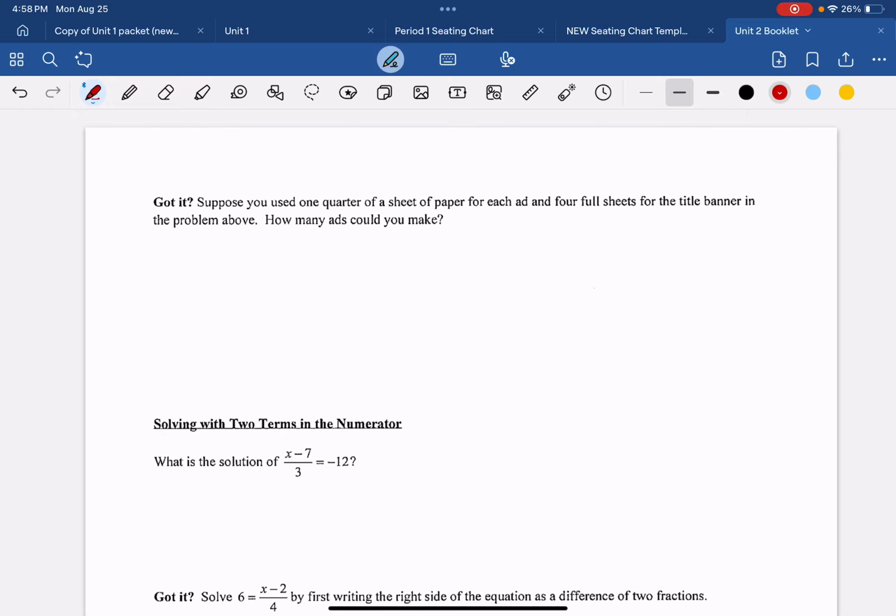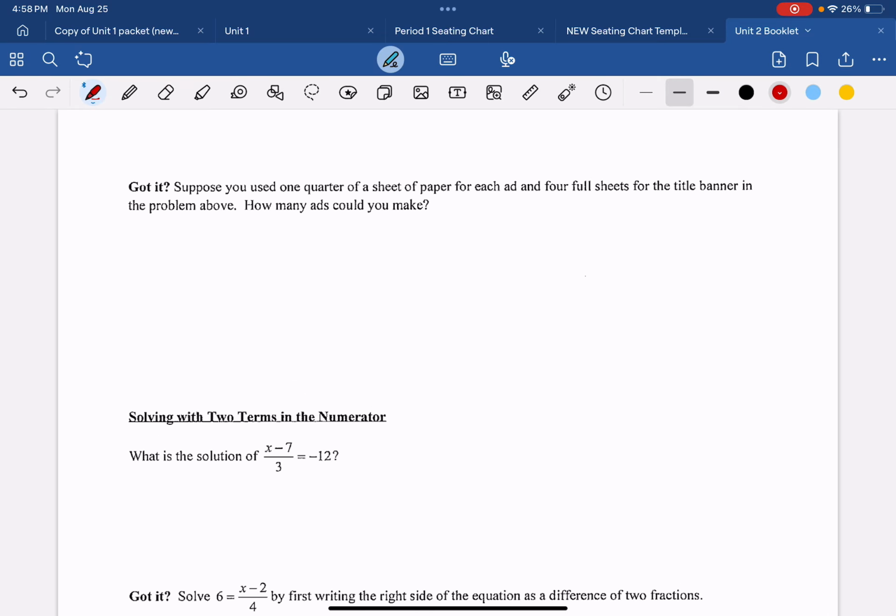All right, on to the back. Here we go. All right, so try this next one. It's very similar to the one we just did. All right, so this one, your equation should have been 1/4 A plus 4 equals 18. Okay, the 1/4 coming from the fact that we have 1/4 of each sheet of paper.